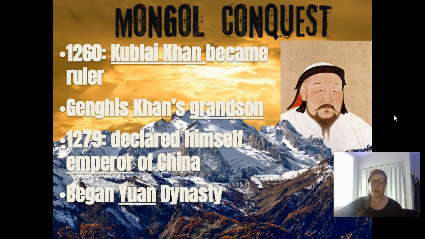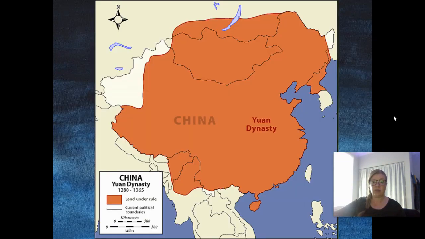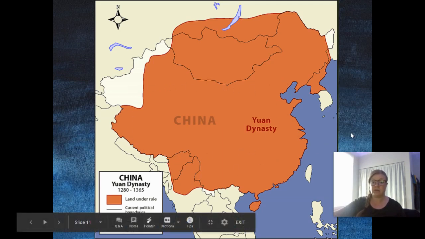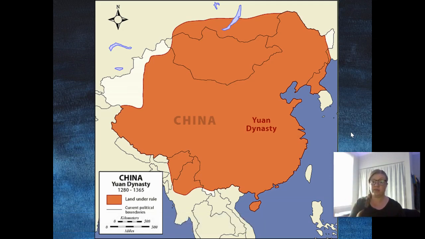And this is where the Yuan dynasty begins. And Yuan dynasty lasted from 1280 to 1365. So you can see, compared to the Tang and the Song dynasty that we studied earlier, the Sui dynasty, the Yuan dynasty is almost twice as large as any of those dynasties. And you can see it spreads all throughout China. So when he gives himself the title, the Emperor of China, he is deserving of that because he does basically have control of all of China.